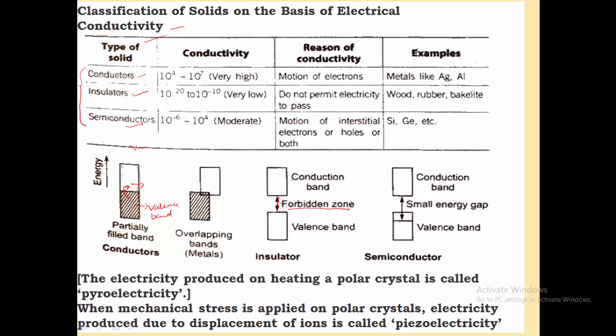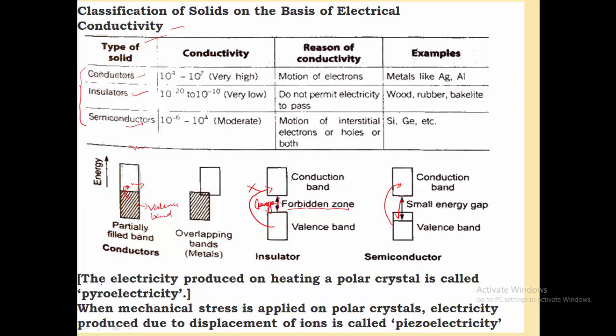And in case of insulators there is a large forbidden zone. Due to the presence of the large forbidden zone, the electrons in the valence band are not able to jump to the conduction band, hence they will not conduct electricity. But in case of semiconductors, the difference is small. There is a small energy gap, so some of the electrons can jump into the conduction band and conduct electricity partially.